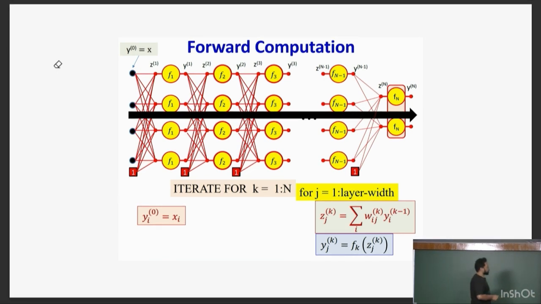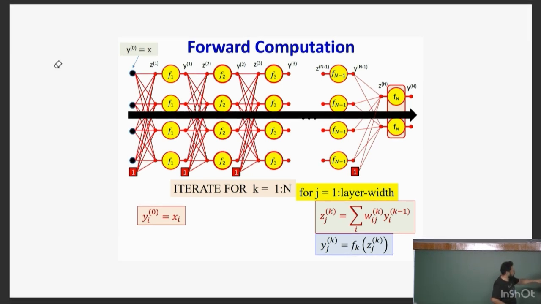So for k equals 1, you will compute zj superscript 1. You have w superscript 1, you know these weights, and y superscript 0, you have these inputs. So you get this linear combination, and then you do the activation to get y superscript 1. And j is like the layer width, right? So this j is the second argument of w, which is how many units are in this layer. So basically it's saying how many hidden units are there. What is the depth of your layer?